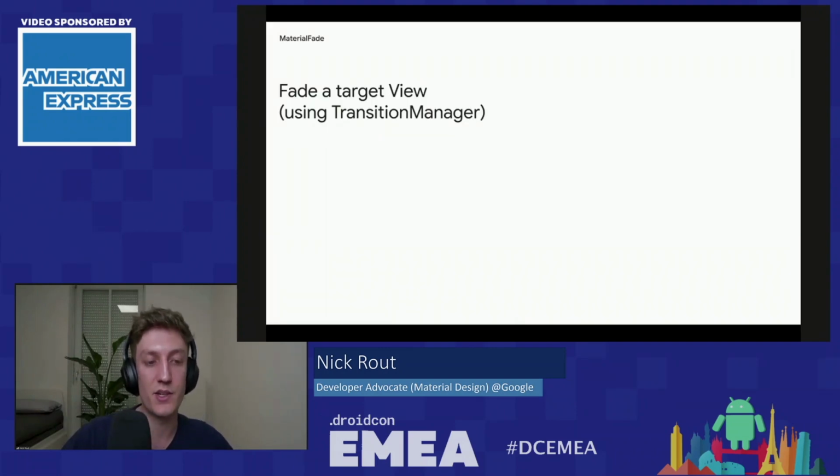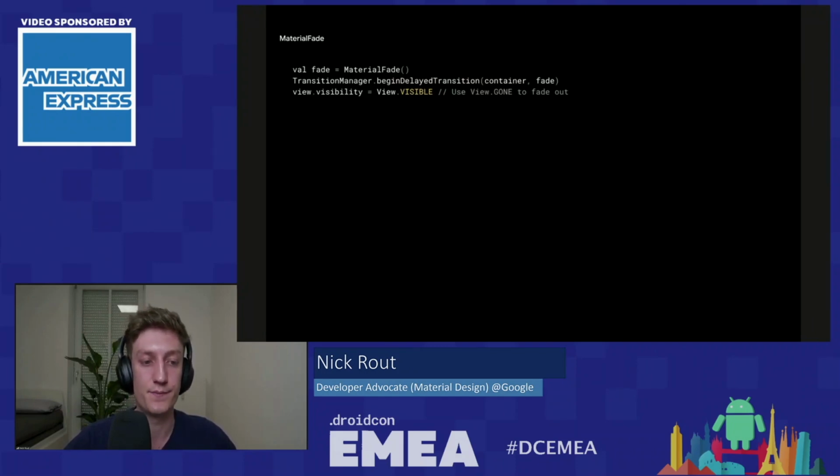Last but not least, I'm going to show you how to fade a target view using the transition manager and using the material fade transition. It's quite simple as well. We simply declare a material fade transition, use the transition manager to begin a delayed transition on the overall container of our fragment, or where we want to be running this transition, specify the fade, and then adjust the visibility of the particular view that we want to be fading in or out, depending on whether we want to hide or show it.